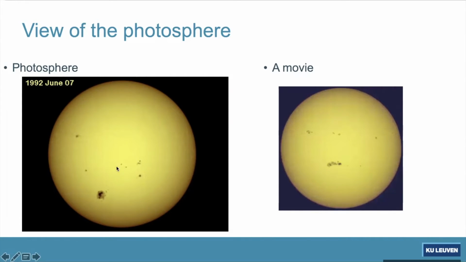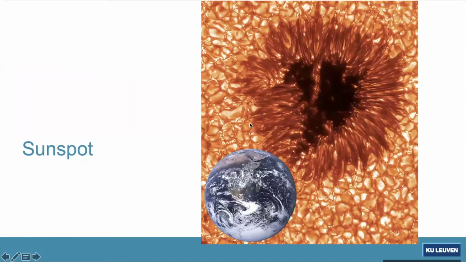And following these spots, you can see the differential rotation, because you can see that the spots at the equator move faster than the spots at higher latitudes. So this is a blow up of one of these particular regions. This is taken from ground telescopes in Sweden.